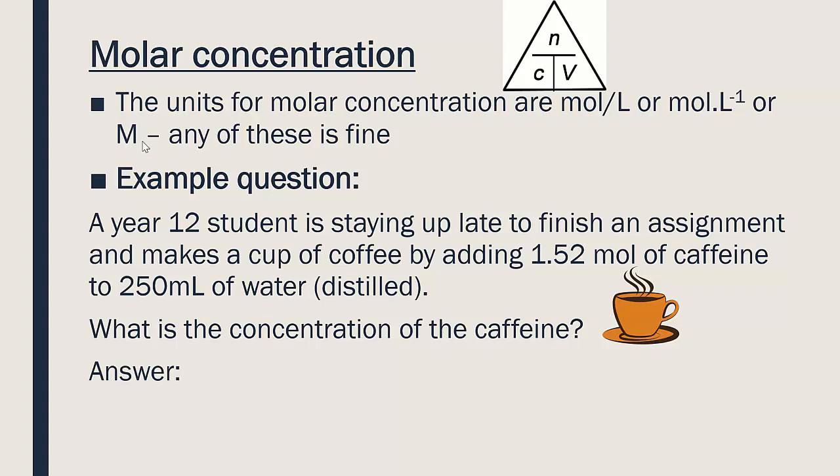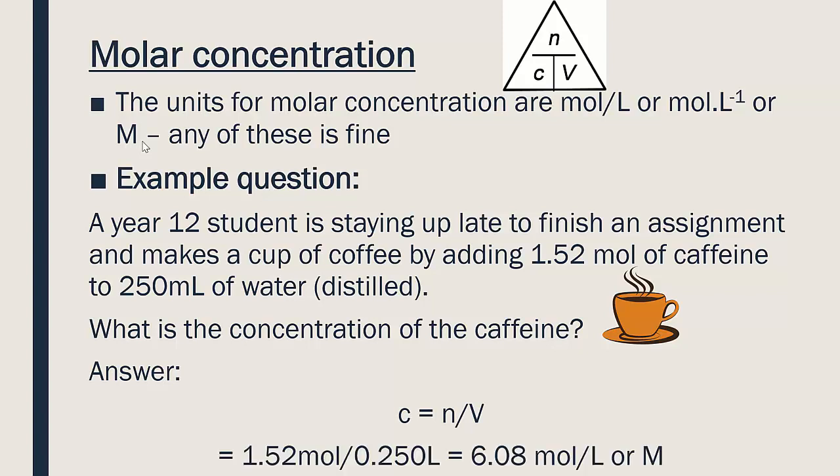So for this question, we need to use our formula. So C equals n on V. Our n is 1.52. Our volume, it's given to us in mils in the question, but we need to convert that to liters. So converting it to liters will be 0.250 liters. So overall the answer should be 6.08 moles per liter, or capital M for molarity.